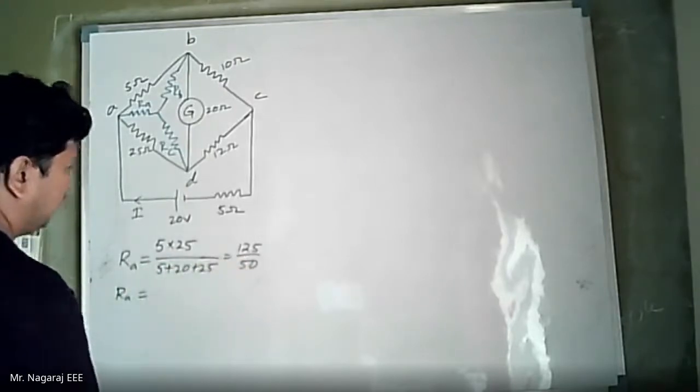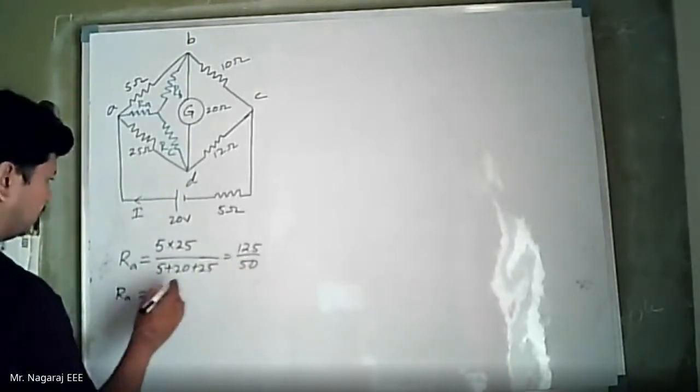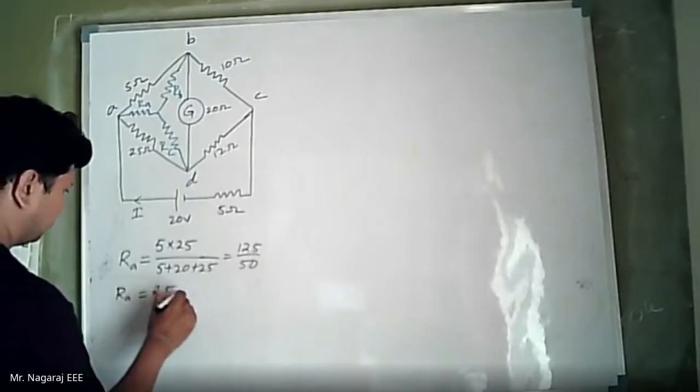125 divided by 50 will be 2.5. Yes, it should be 2.5. It is 2.5 ohms.